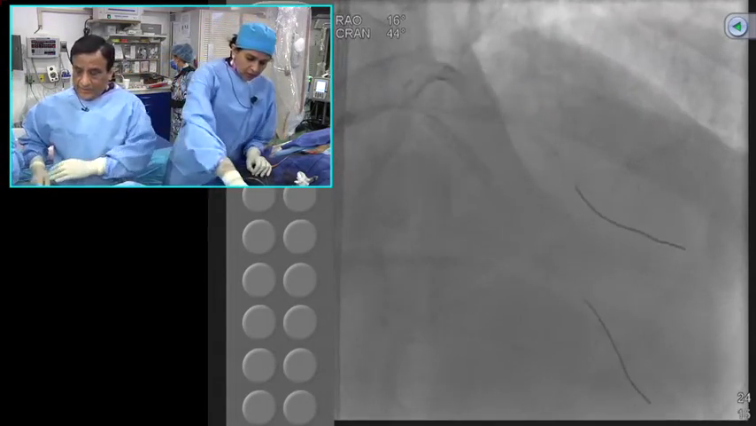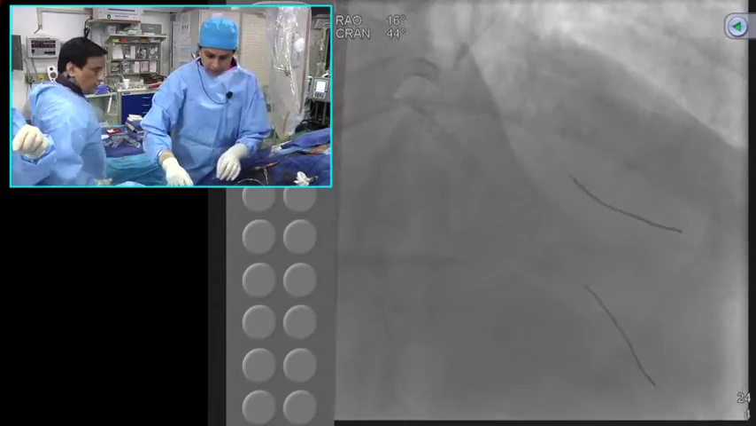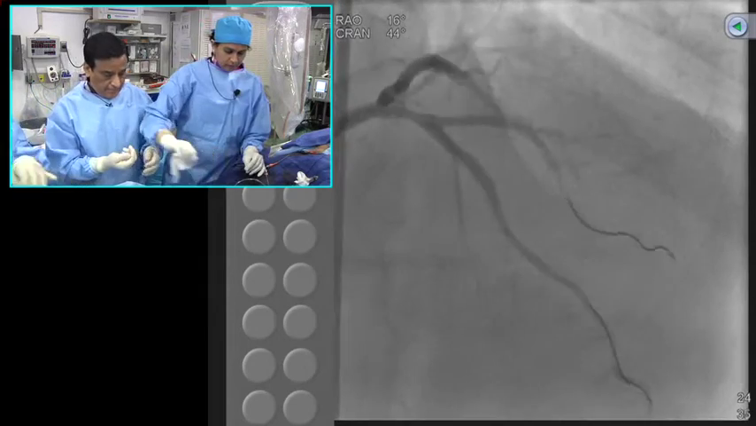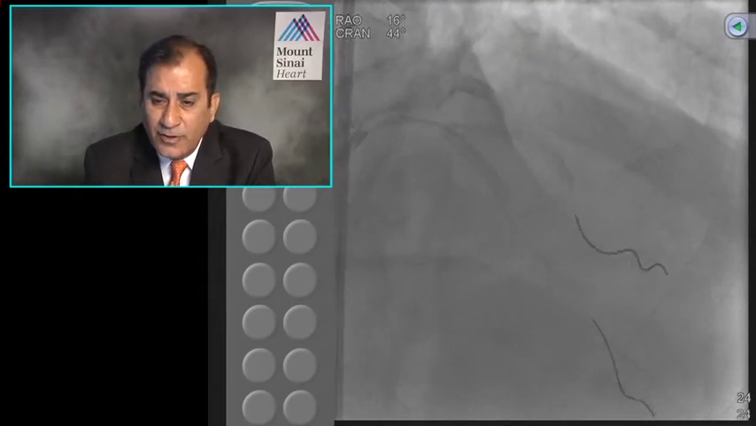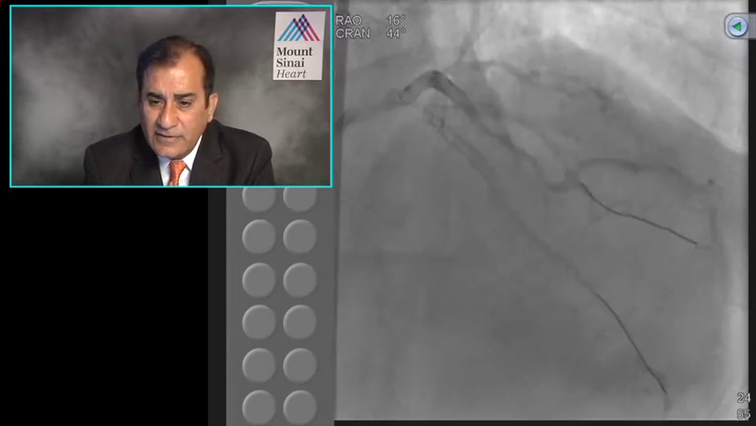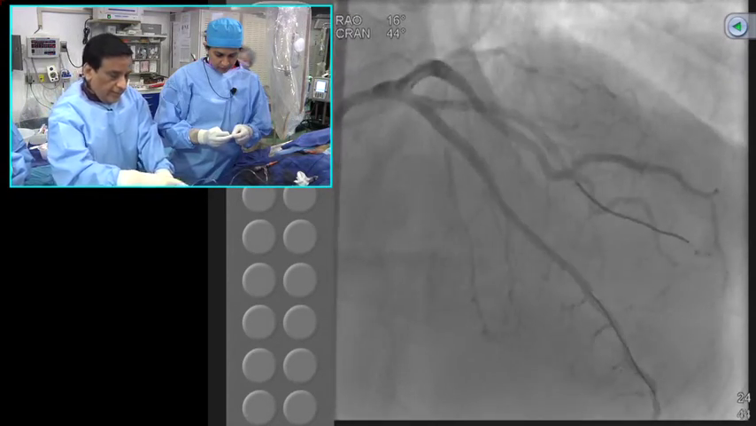Because we never dilated that area, put a 2.0 balloon, just smooth it out. It doesn't require that you have to put another stent. Also, I think that stent is now about 2.5 at 16 atmospheres. Exactly, a slight disparity in the size. Yeah, and we'll give a little vasodilator.